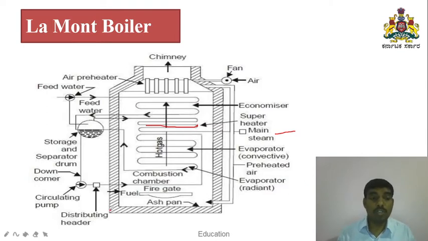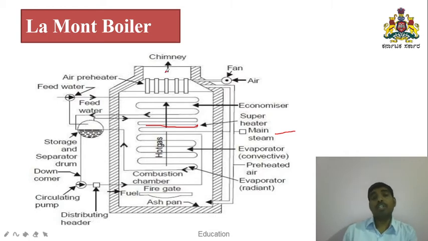Here the major concept is this distributor head. The distribution head distributes the water coming from the drum, and again supplies it to the radiant evaporator. This is the downcomer, and the feed pump. This is the overall construction and working features of a Lamont boiler.